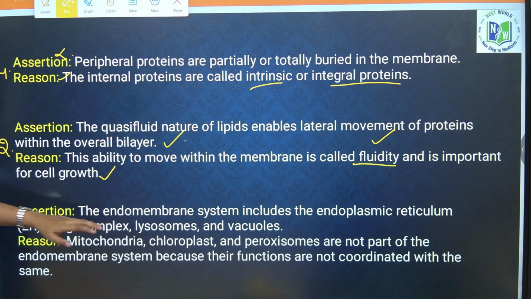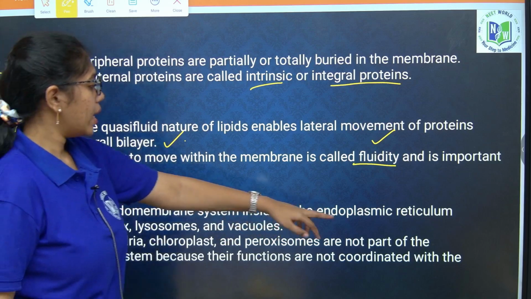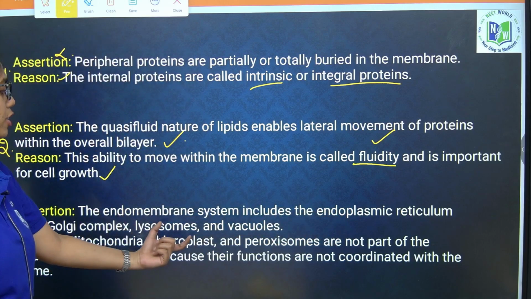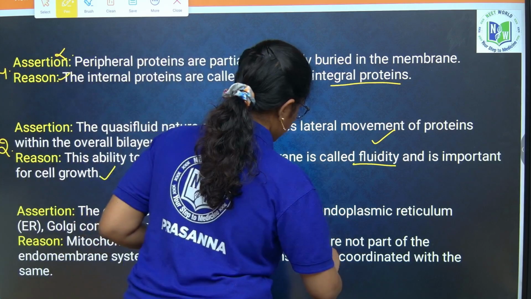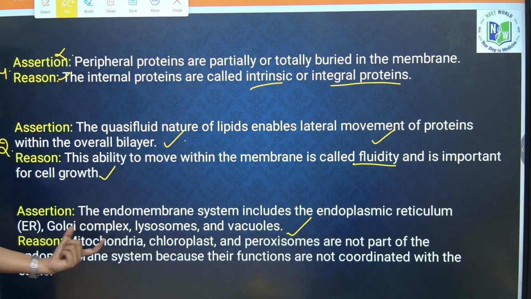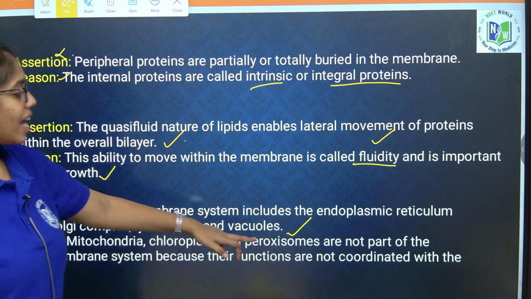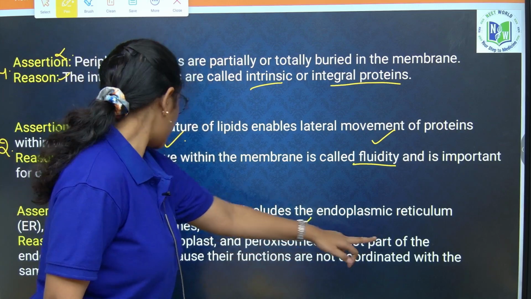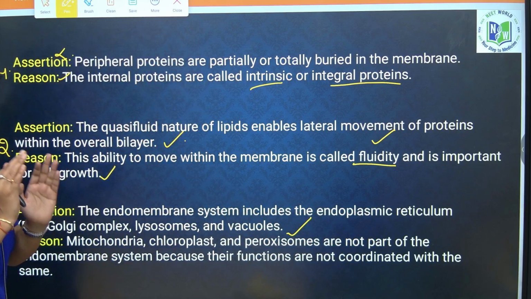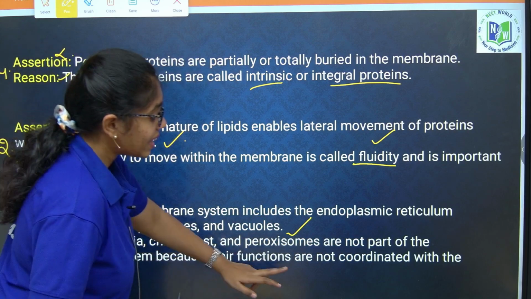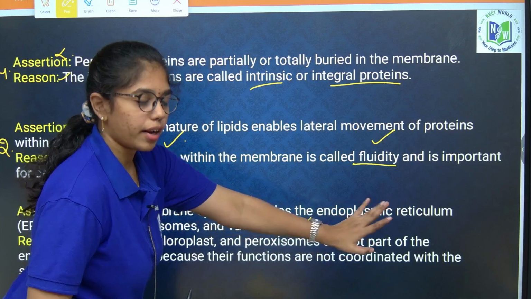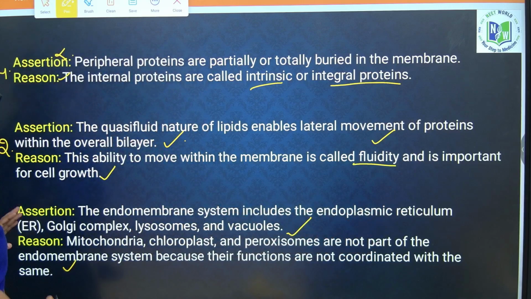Next question. The endomembrane system includes ER, Golgi, lysosomes and vacuoles. Yes, correct statement. Reason: mitochondria, chloroplast and peroxisomes are not a part of the endomembrane system. True, it is because their functions are not coordinated. Yes, this is also true. Assertion and reason both are true. Then what will be our option? Option 2.